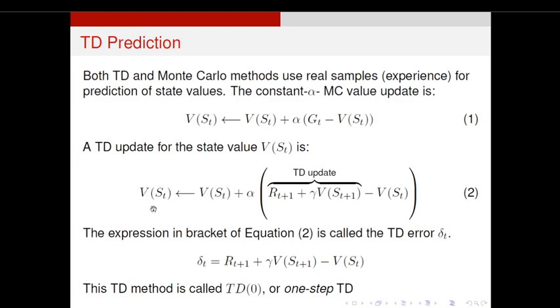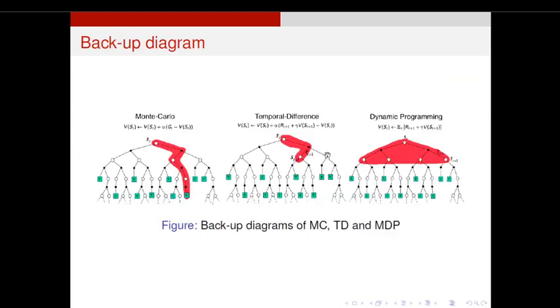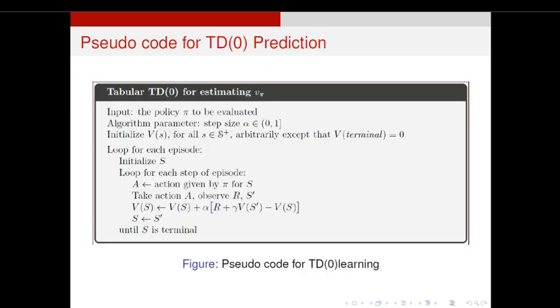V of ST is updated with this rule. This updation is called a learning process. Then this temporal difference method is called TD0. Why is it called TD0? Here I use only one step transition. If I use more steps in this transition, it will become TD lambda. That is another idea, an extension of TD0 with some more theoretical background.